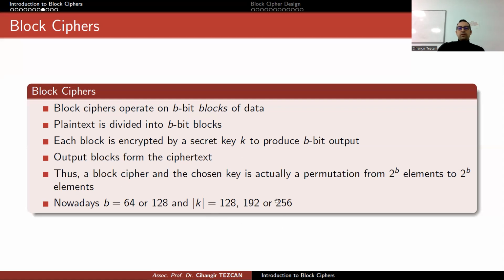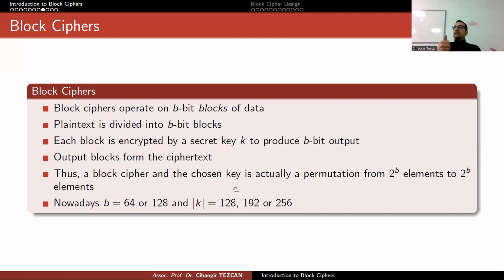So a block cipher with the chosen key is actually a permutation from 2^b elements to 2^b elements. This is a nice way of looking at things, because when you divide your plaintext into b-bit blocks, this means that your input is b bits and the output is b bits. So this is actually a mapping. You are mapping every b-bit input into some other b-bit output. But how you make this mapping depends on the block cipher, but also the secret key you chose.